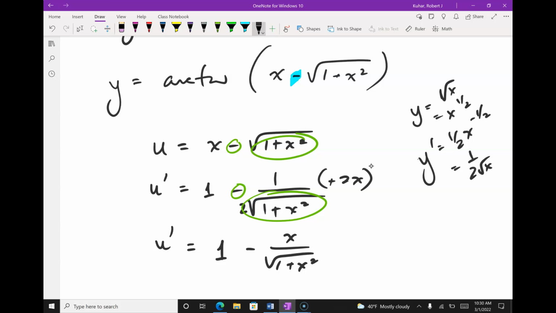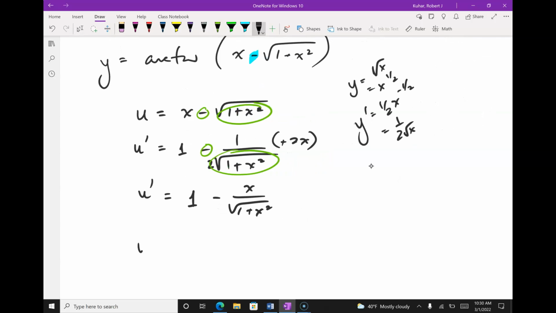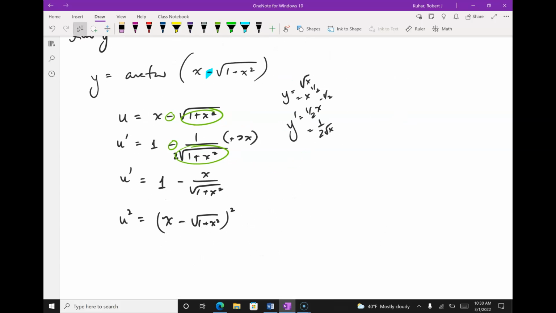Ian, yes? Nice. I don't want to simplify this yet. I could simplify it first, but I think I can wait, okay? My gut's saying wait. I need u squared, right? So that's x minus square root of 1 plus x squared quantity squared. I don't want to touch that either yet, okay? I want to wait on that. Yes, you with me? Okay, here's my formula that I have written down. Y equals the arctan of u gives me y prime is u prime over 1 plus u squared.